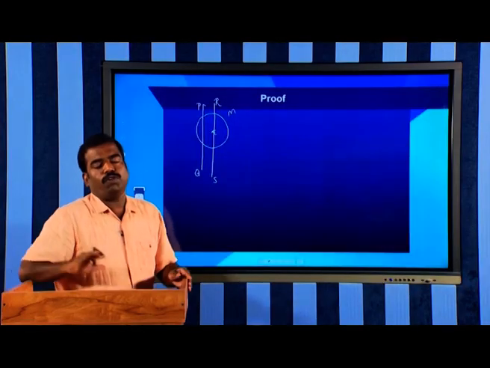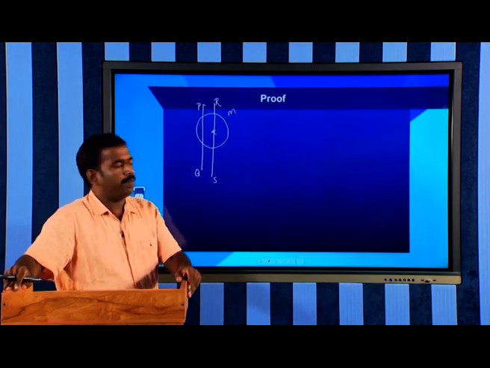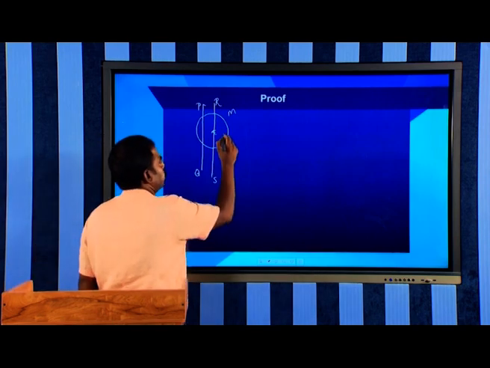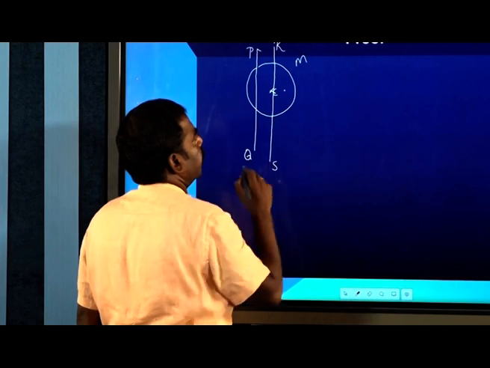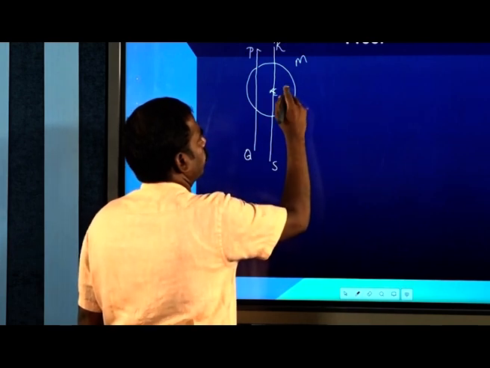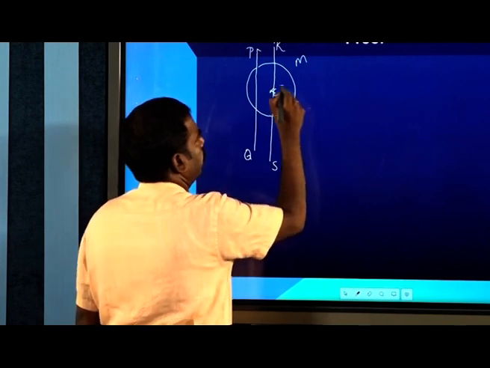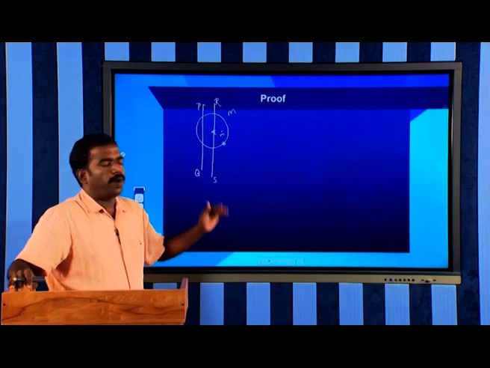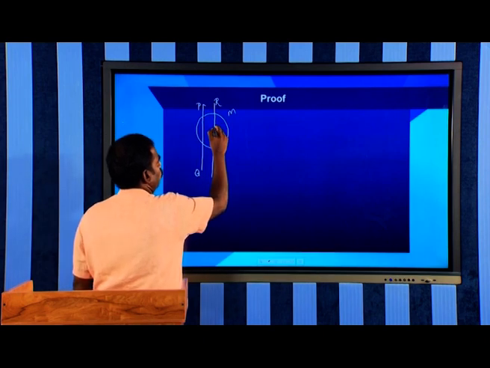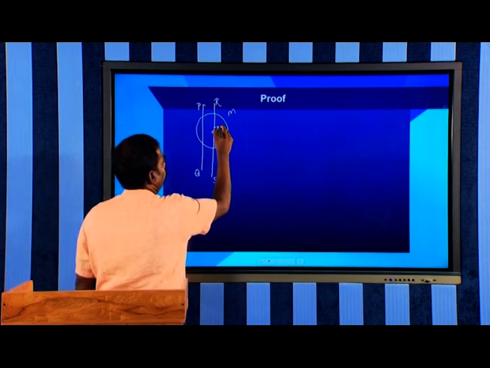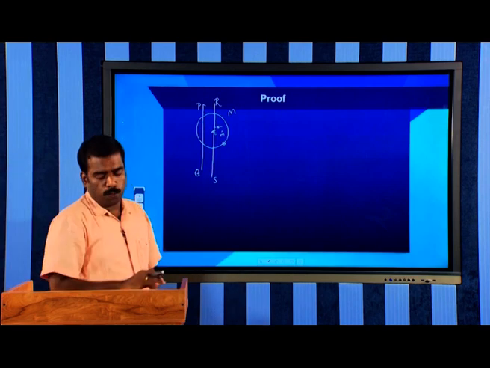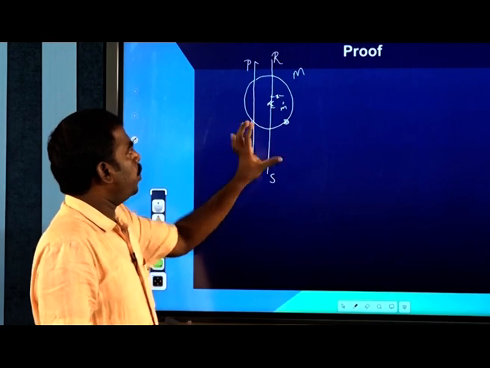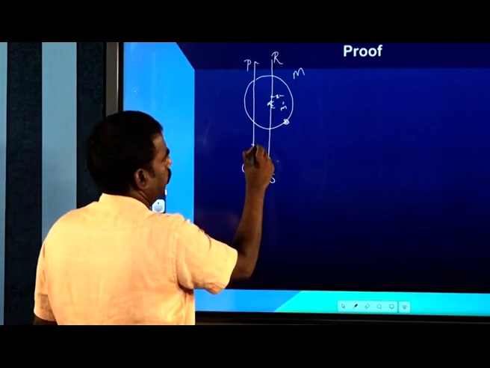To find the moment of inertia of this body about the axis PQ, we consider a small particle of mass small m. Let this particle be at a distance of x from the axis which passes through the center of mass, and let the distance between PQ and RS be A.